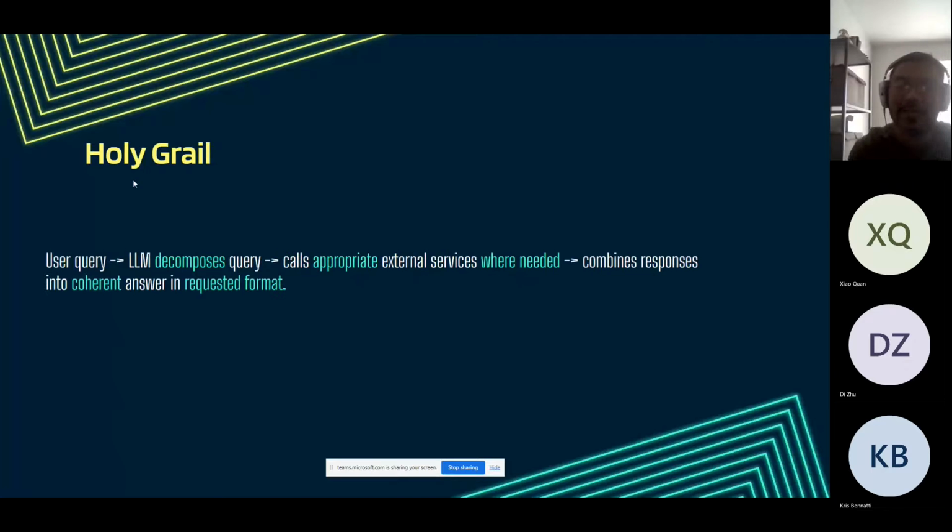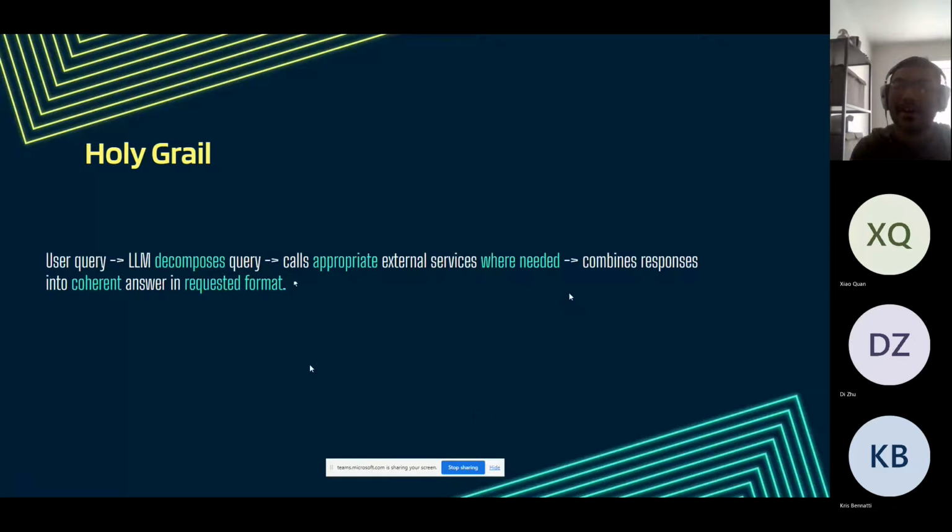But the holy grail would be that your user types in a query, and then the LLM decomposes the query and calls appropriate external services. So it knows automatically that when you decompose a query into a few subtasks, subtask 1 should be sent to a Python interpreter.